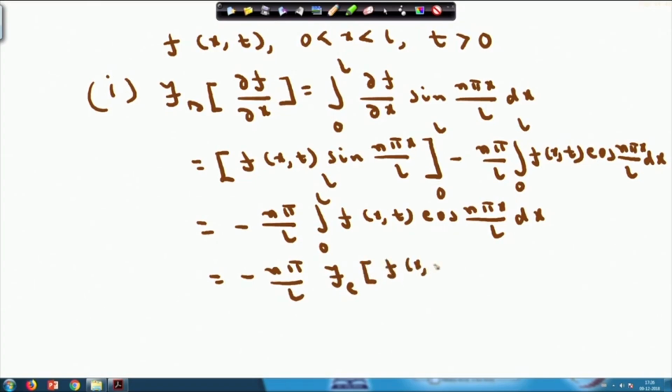And this equals minus n pi by L into capital F c of n. So, therefore, the Fourier sine transform of del f del x is nothing but minus n pi by L into the Fourier cosine transform of n, that is, the Fourier cosine transform of f of x t.